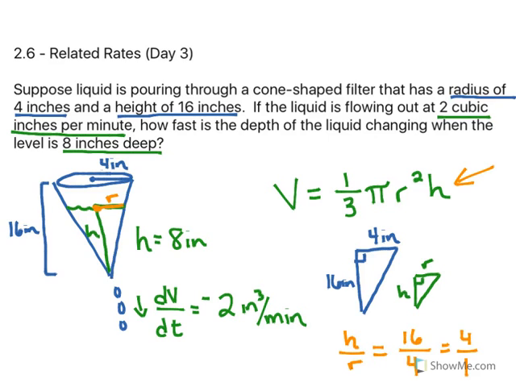So let's go back and look at the word problem one more time. At the end it says, how fast is the depth of the liquid changing when the level is 8 inches? So we want to know how fast the depth of the liquid is changing. The depth here is that h. So I want to keep the h and get rid of r.